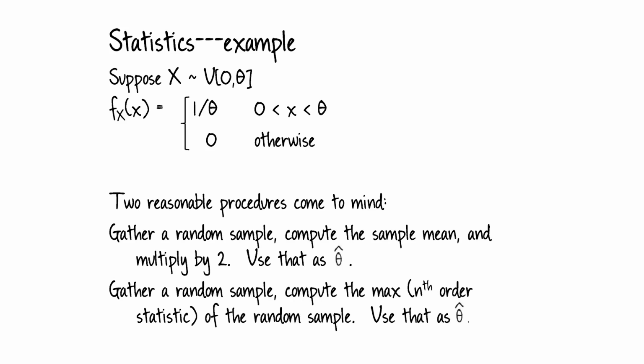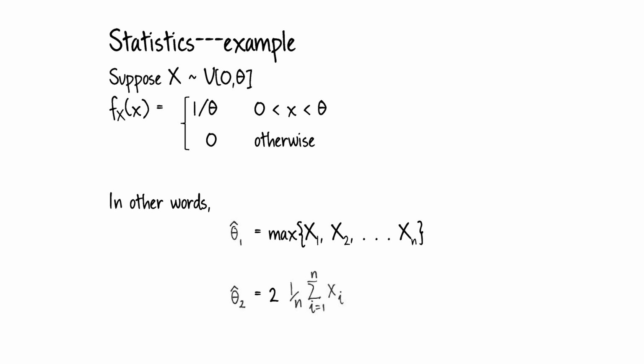So this is just what we said verbally. Two reasonable procedures come to mind. Gather a random sample, compute the sample mean, multiply by 2, and use that as our estimator. Or gather a random sample, compute the max, the nth order statistic of the random sample, and use that as our estimator. And here they are in equations instead of words. Theta hat sub 1 is equal to the nth order statistic. Theta hat sub 2 is equal to 2 times the sample mean. Okay?